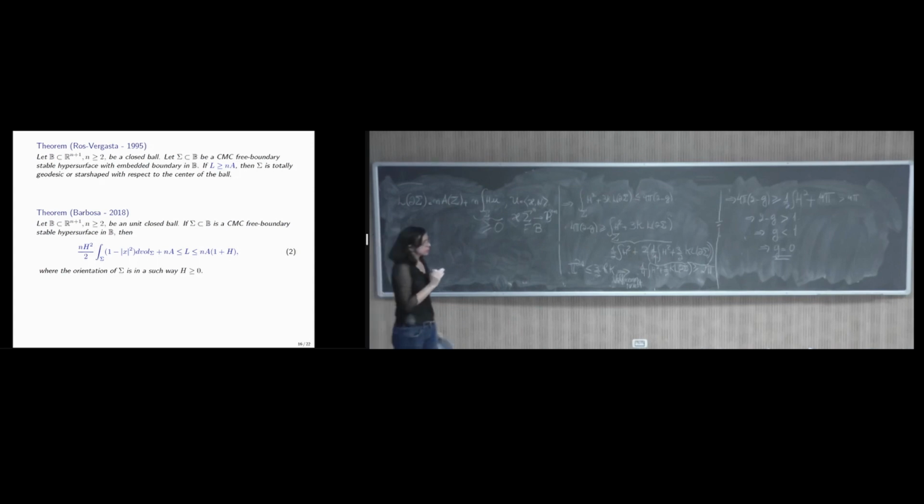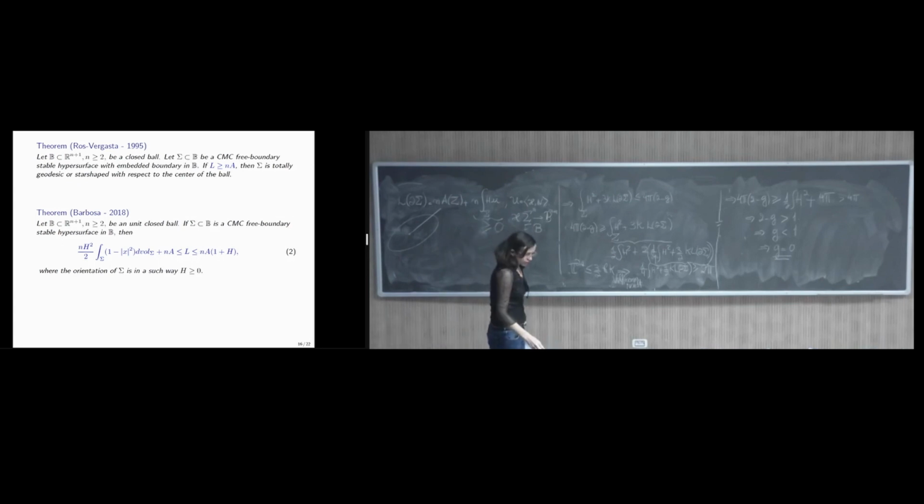So in this result here by Ros-Vergasta, they put this condition here. If you have the length of the boundary bigger or equal to n times the area, then what do they conclude? They conclude that sigma is totally geodesic or star-shaped with respect to the center of the ball. I don't know if you remember what star-shaped means, but I will recall it quickly. Star-shaped means that if you have the center, every line from it intersects only at one point.